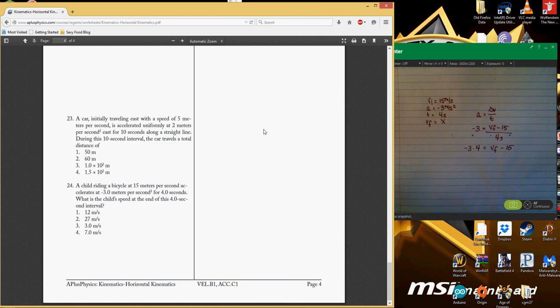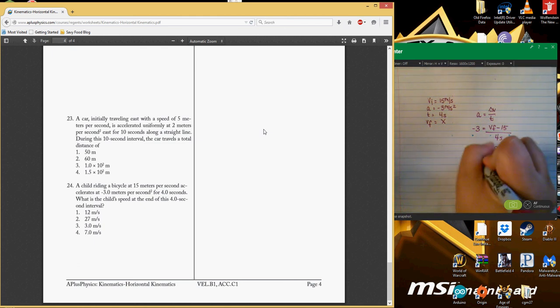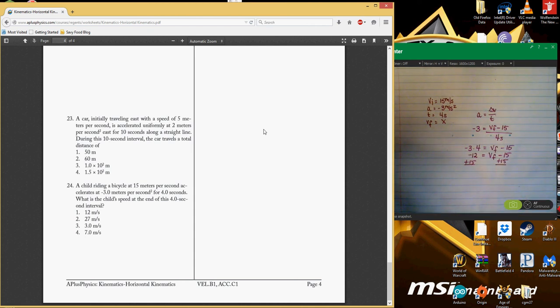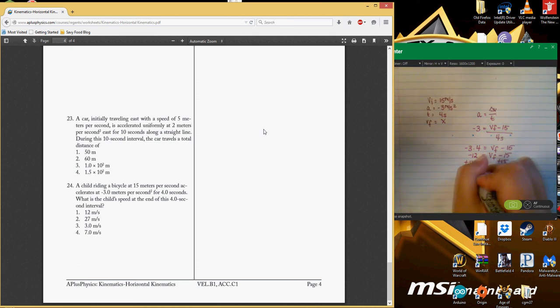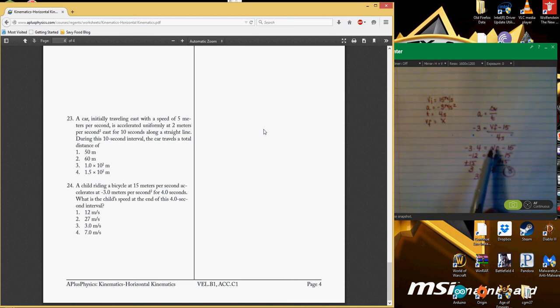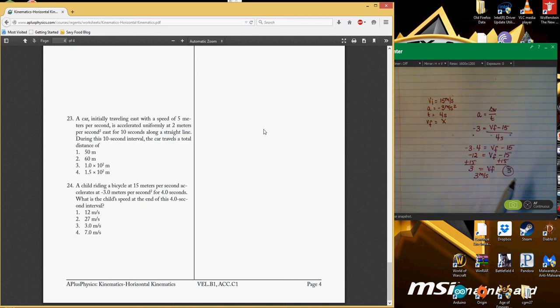Alright, the last question we're going to do for this section is question number 24. A child riding a bicycle at 15 meters per second accelerates at negative 3 meters per second squared for 4 seconds. What is the child's speed at the end of the 4-second interval? So, we have a lot of information. The first thing is a child riding a bicycle at 15 meters per second. So we know that the initial velocity is 15 meters per second.